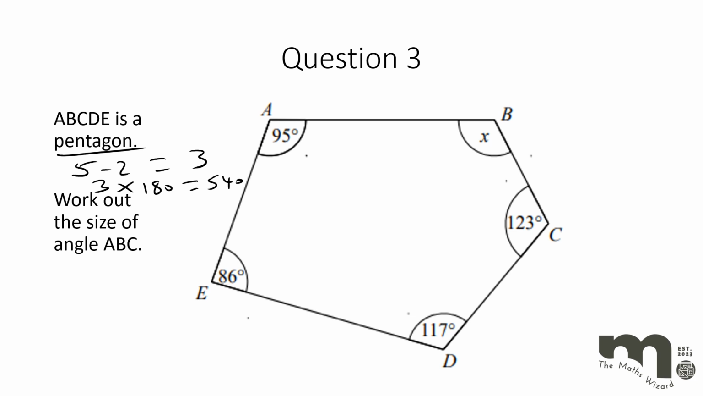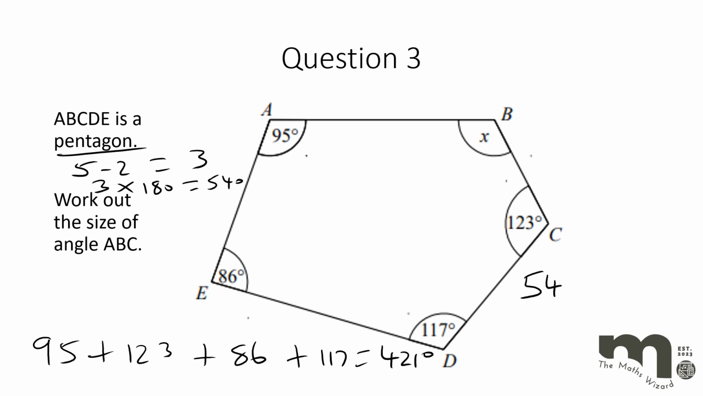So if we add up what we've already got, so we've got 95, add 123, add 86, add 117. That gives us 421 degrees. So the 4 angles we already know add up to 421 degrees. We've then got to take that away from 540, and that will give us 119 degrees for our angle X, just at the top of that shape there, that angle ABC.